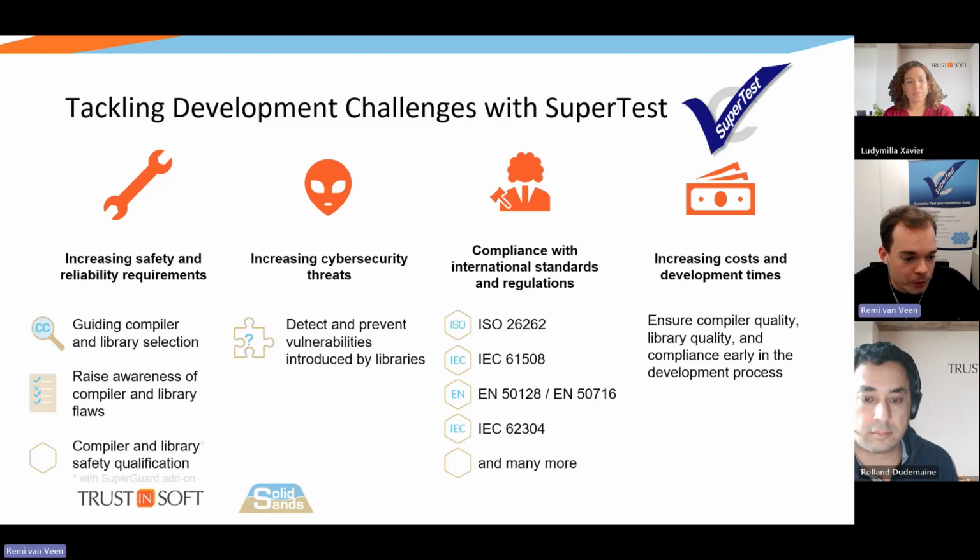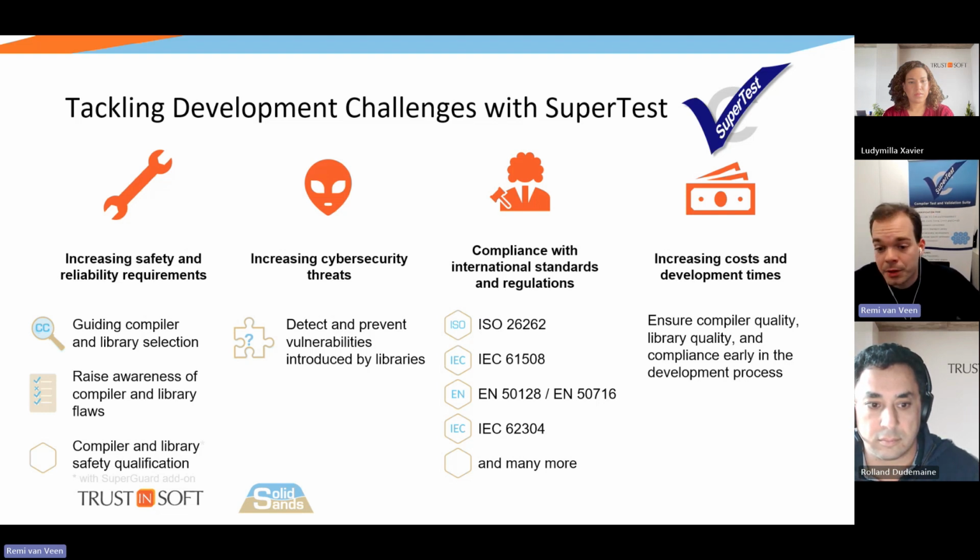Well, first of all, when we talk about the increasing safety and reliability requirements, here SuperTest has you covered right from the start of your development process. SuperTest can guide you in the selection of the right compiler and the right library to use for your project. And by assessing the quality of compilers and libraries during your selection process, you ensure you select a reliable compiler and a high-quality library that can be used throughout your project.